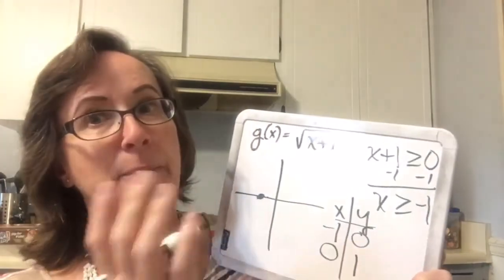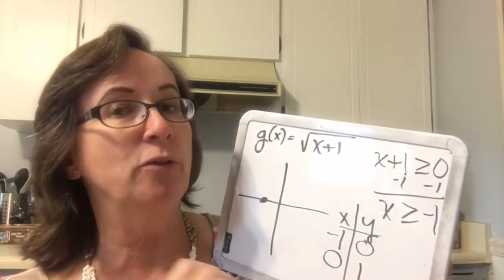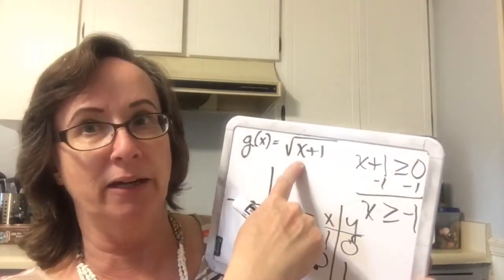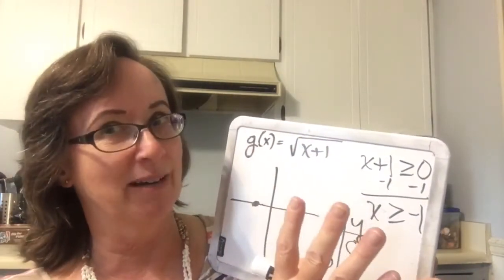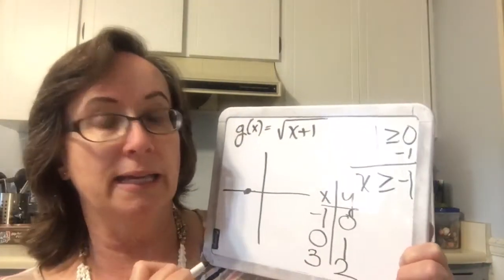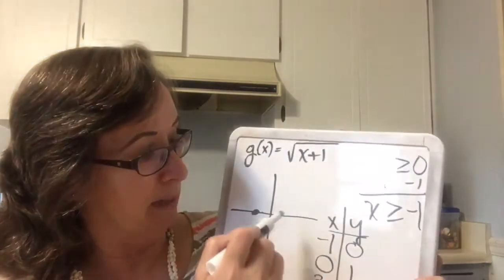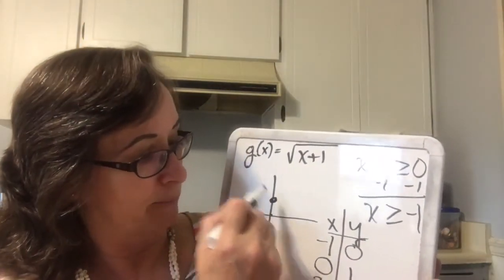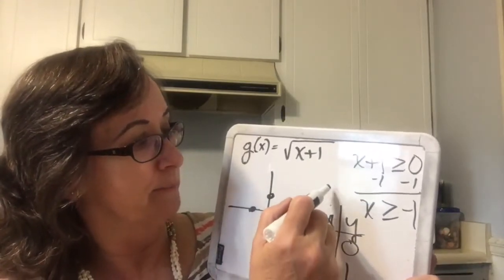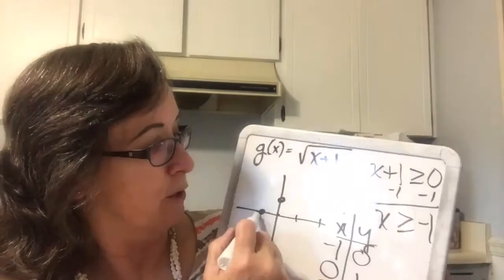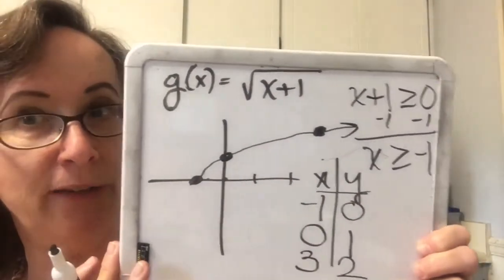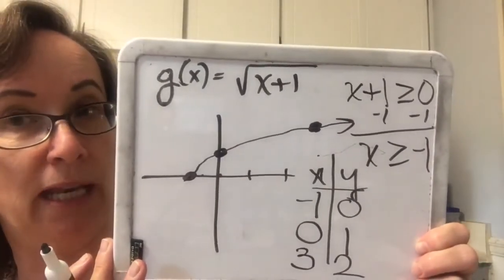Okay, now let's think about what would be a friendly number. We knew that 4 was friendly. What about 3? If we plug a 3 in here, 3 plus 1 is 4. Square root of 4 is 2. So 3, 2 is a point. So we've got negative 1, 0, 0, 1, and 3, 2. So our square root graph should look exactly like the other one, except that it has been shifted one step to the left.